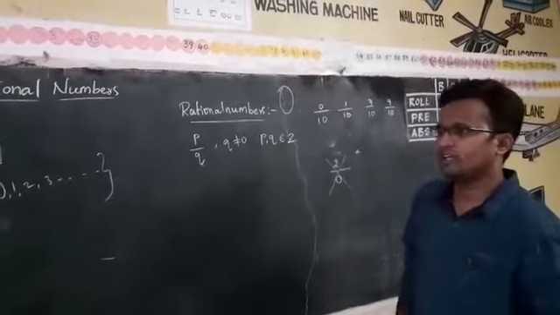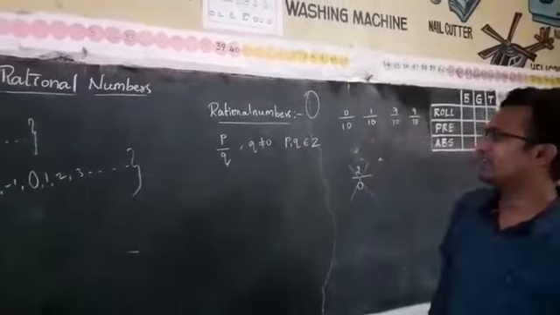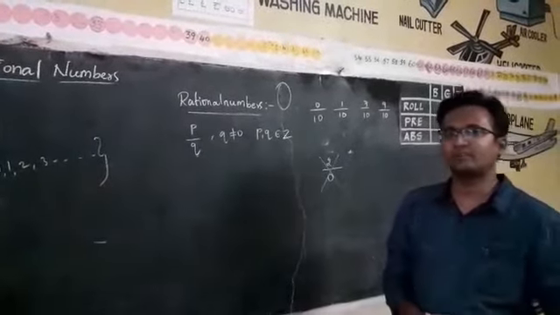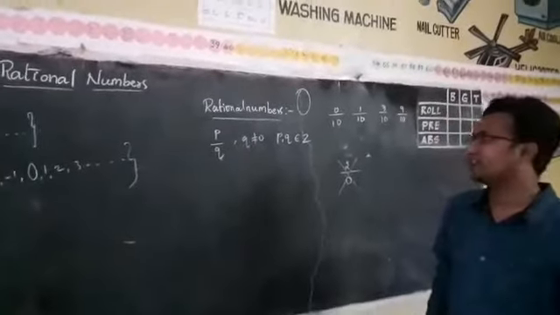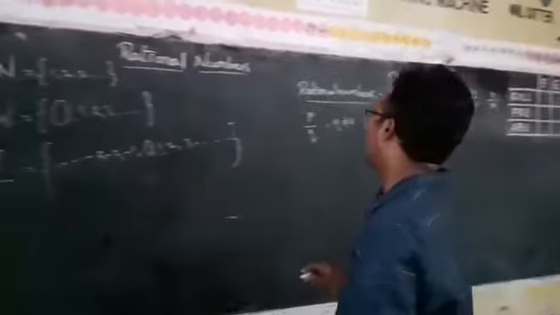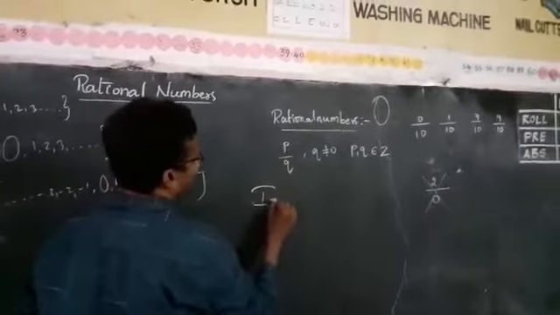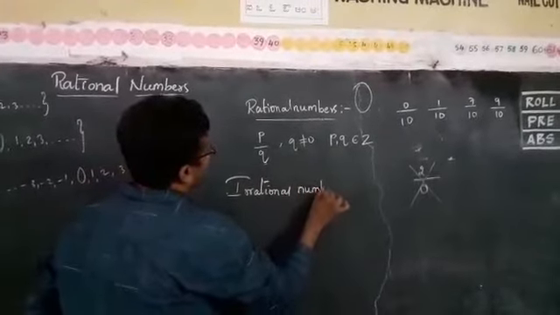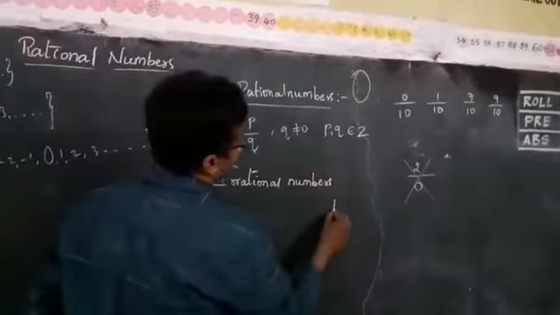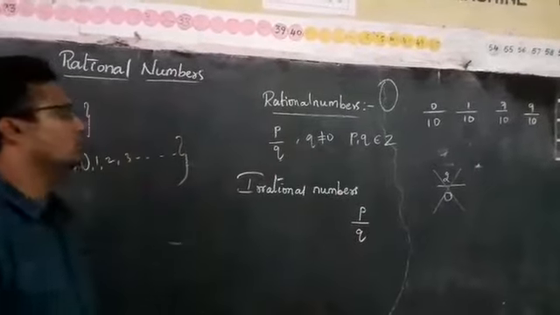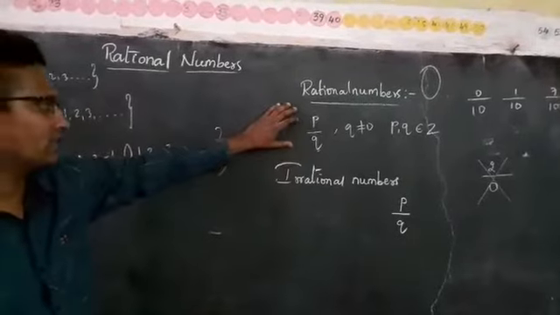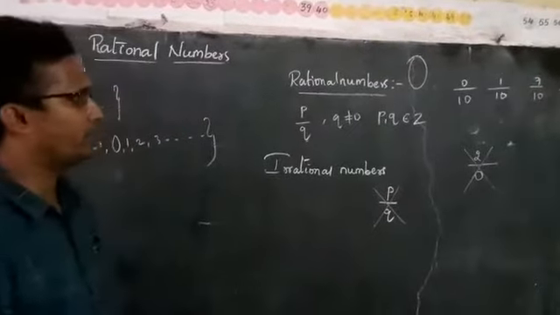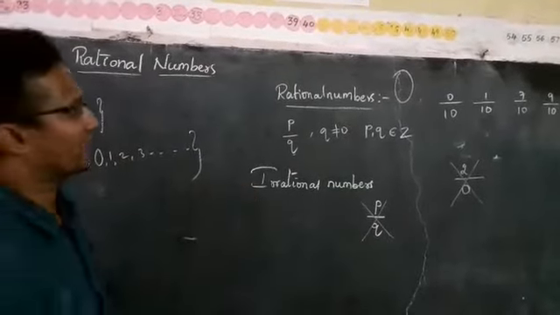And if you take decimal expansions, you can get rational numbers of again 2 types. That is the terminating decimal, and another is the non-terminating decimal. For rational numbers, one more brother is there, that is the irrational numbers. If you are able to write a number in the form of p by q, then such numbers are called rational numbers. If it is not possible to write in the form of p by q, then such numbers are called irrational numbers.